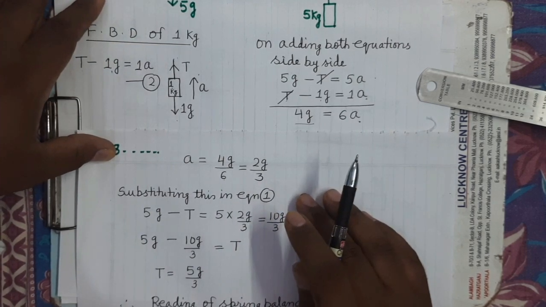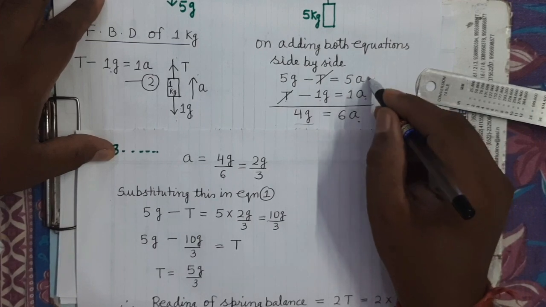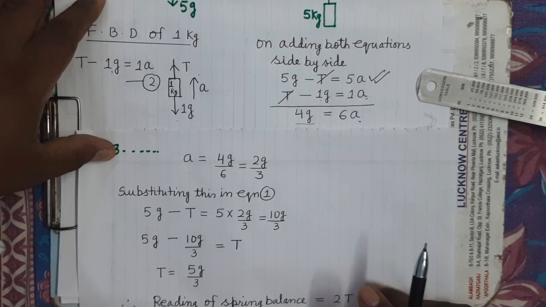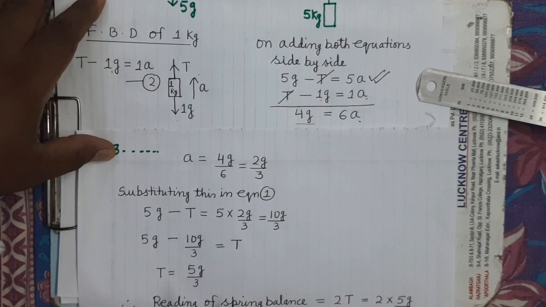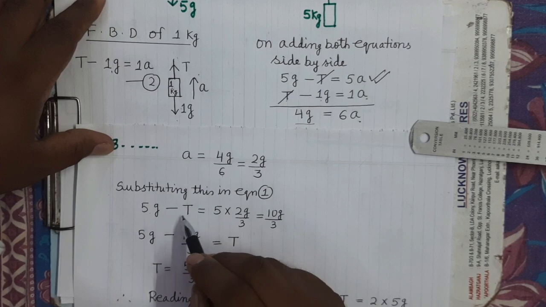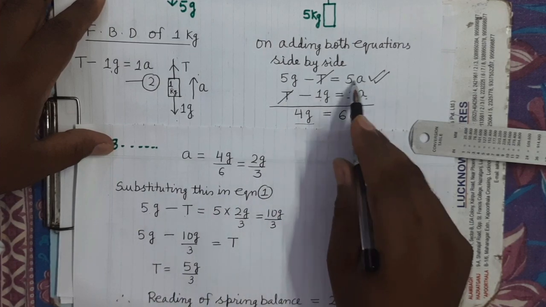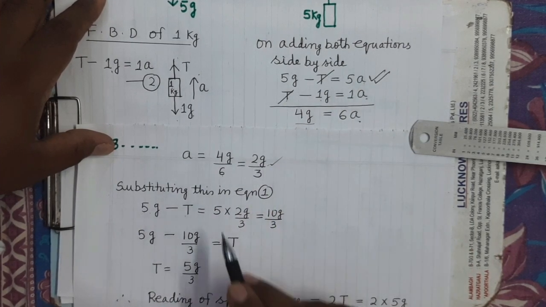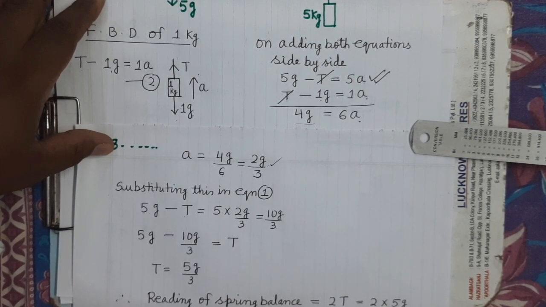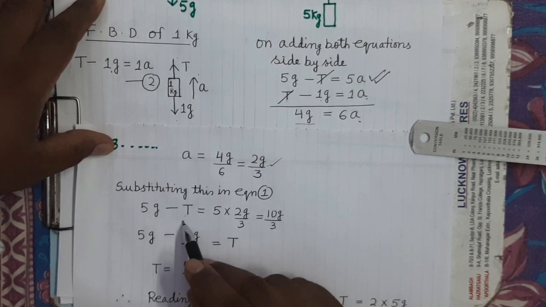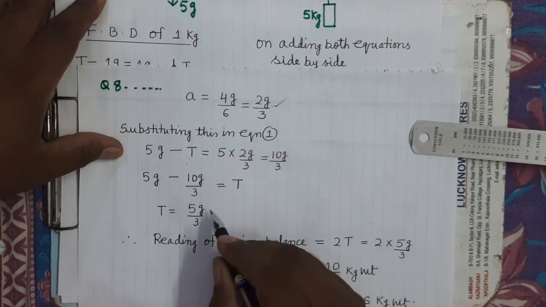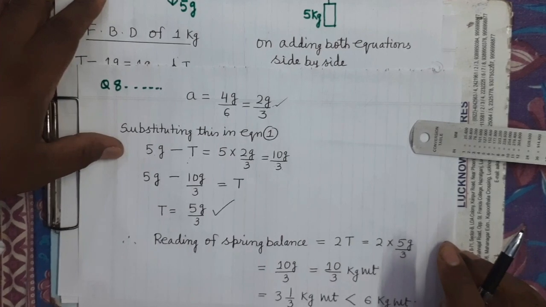Now, using any one equation, I have used this equation in order to determine t, because the reading of the spring balance is 2 into t. You can see here 5g minus t equals 5 into a. A you have determined, so 5 into 2g upon 3, that is 10g upon 3. So this you bring to the left-hand side and t to the right-hand side. When you simplify, t will come out 5g upon 3.